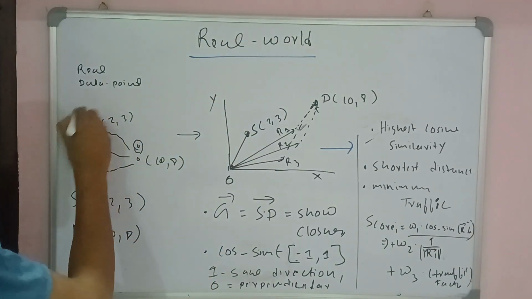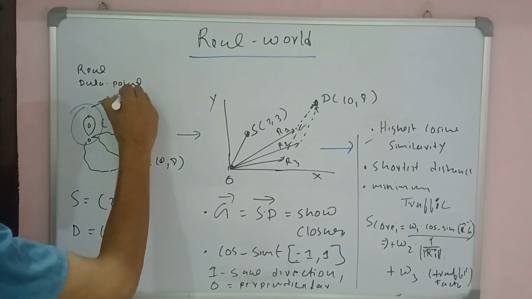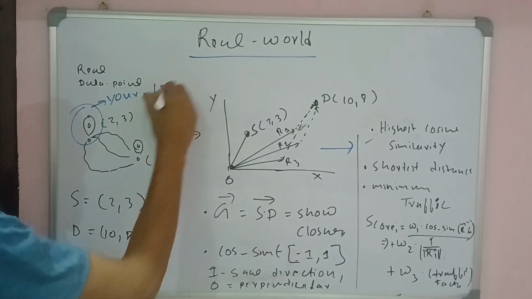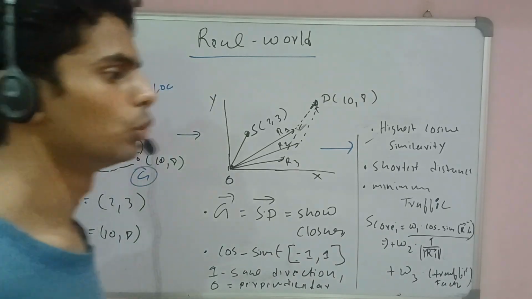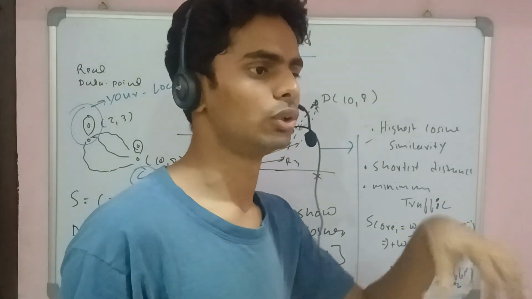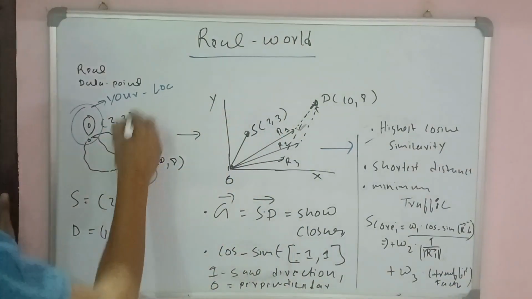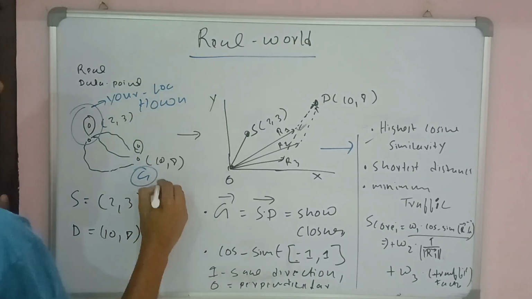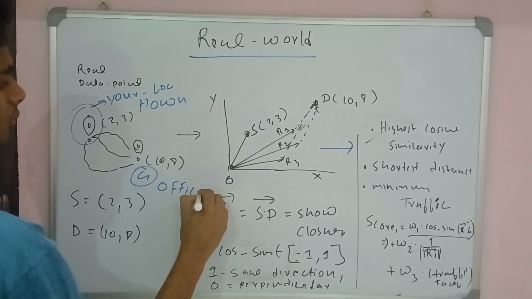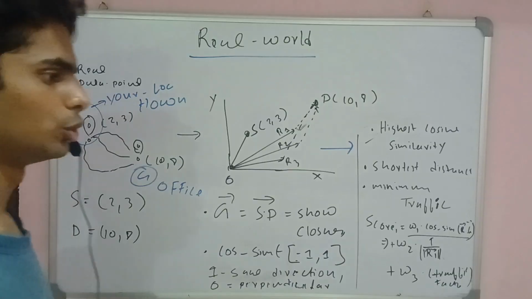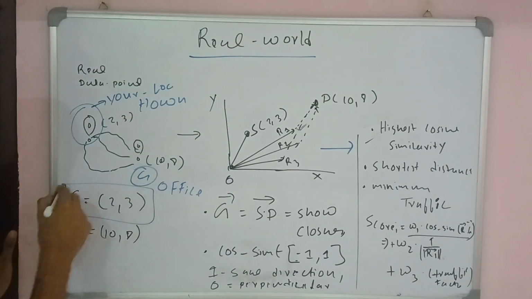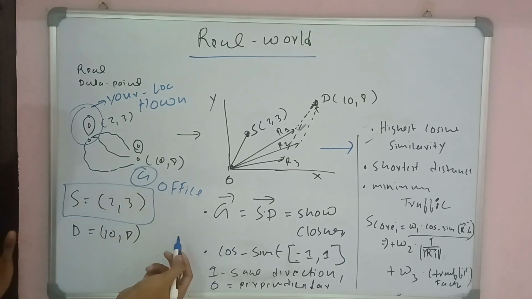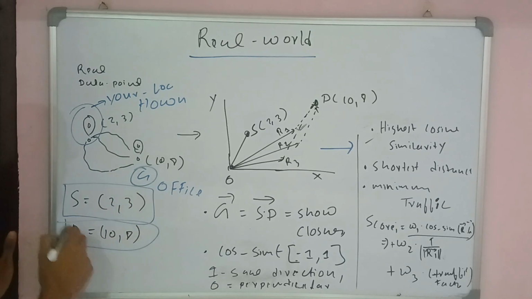Now suppose this is your location, and this is the goal where you want to go. This is your home and this is your office. You want to go to the office. Let me give a coordinate: S is your home, and D is your goal, the coordinate for the goal.